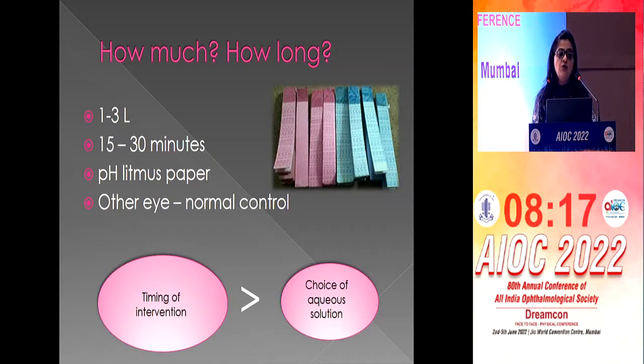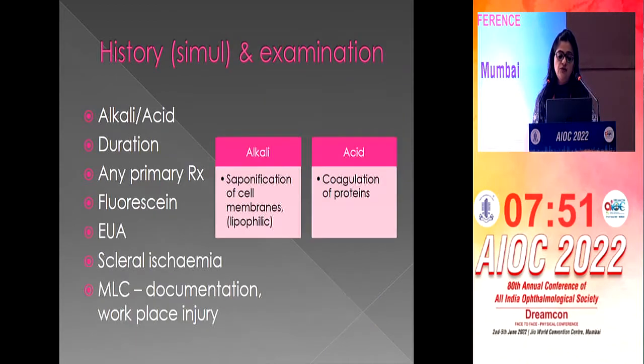So the question is how much and how long? Generally, the endpoint is a litmus paper test, which helps you test the pH. But in case that is not available, roughly you can irrigate with up to 3 liters of fluid, and up to 15 to 30 minutes of irrigation time is generally required. However, I need to emphasize again that the timing of intervention is much more important than the choice of the aqueous solution. So while irrigating, you can take a history if the patient is comfortable.